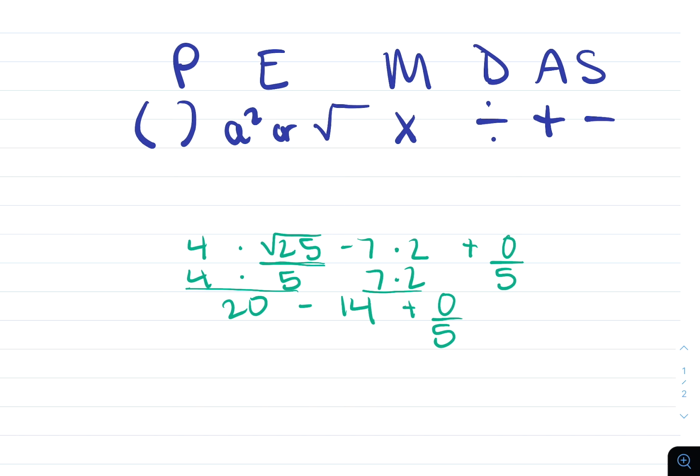Now we can add or subtract, proceeding from the left to the right. So we have 20 minus 14, which is 6. And then a 0 in the numerator of a fraction just gives us 0. So we can just almost ignore that. So our answer here is going to be 6.